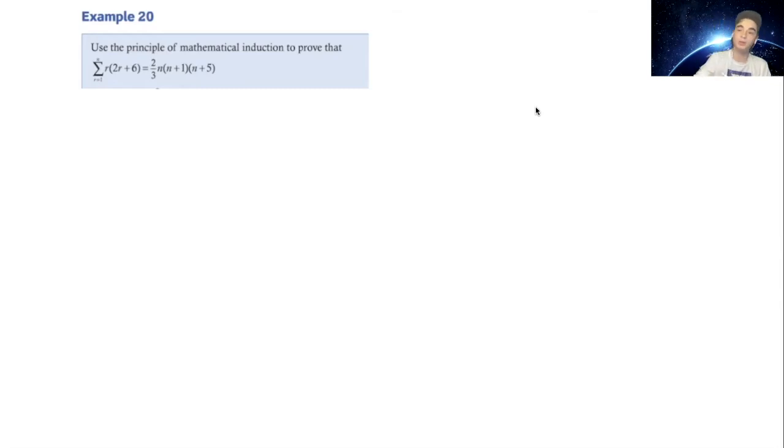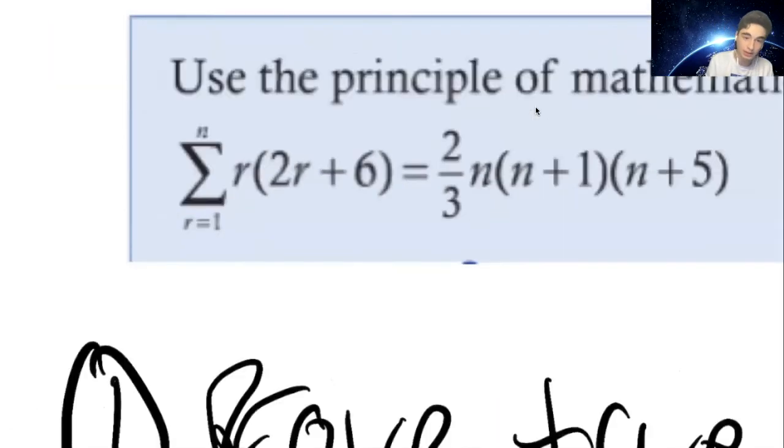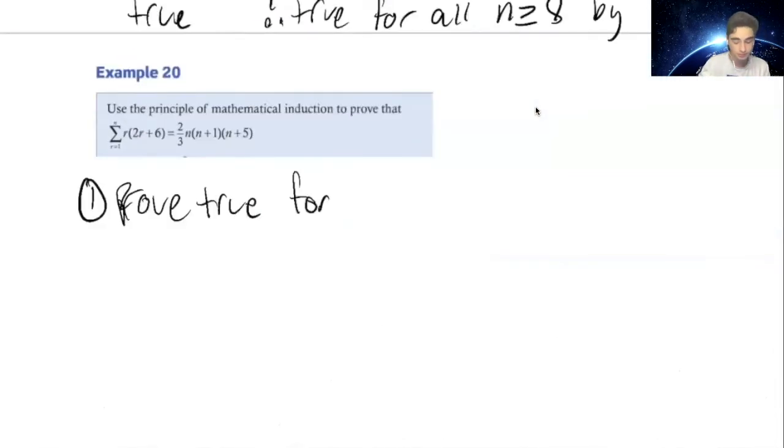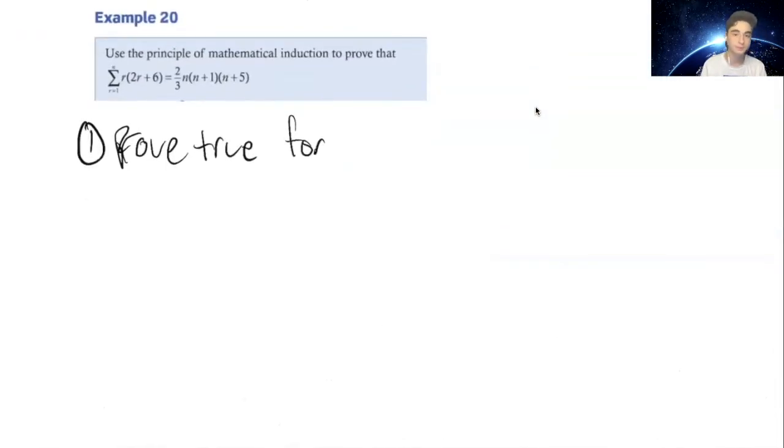All right, so let's go into step number 1. Step number 1, prove true. Let's prove true for, what could we do? We could do n equals 1. N equals 1 is a great way to just prove true. Standard. Another reason to do it is because this sigma starts at r equals 1. So just plug in r equals 1 just to prove, hey, look, our thing works.